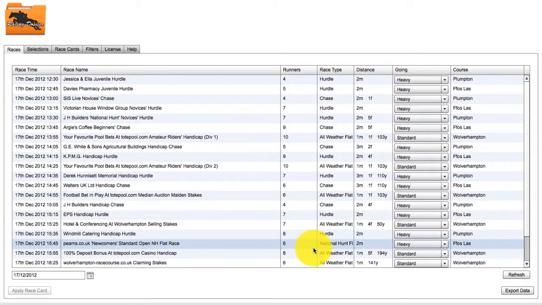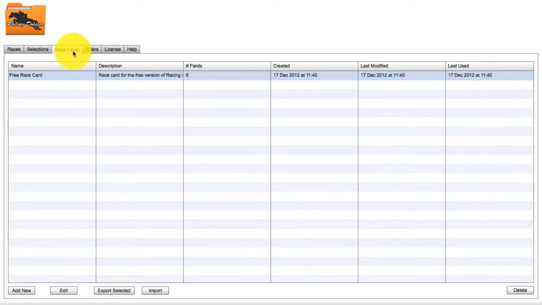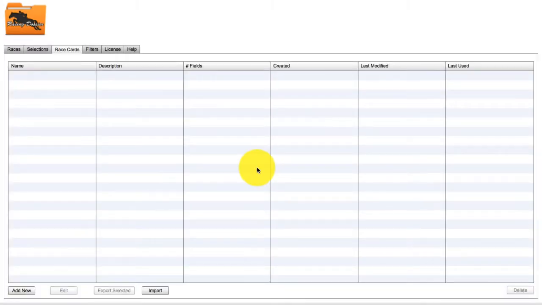Okay, so you've opened up the Racing Dossier software, and the first thing that we want to do is import your race card. You can see the file for the race card is just below this video, so download the file from there. When you've downloaded it, go to the race card tab, and you can see that I've already got it in here. I'm just going to delete that so I can show you how to import it.